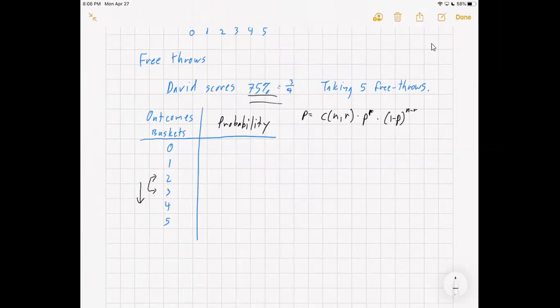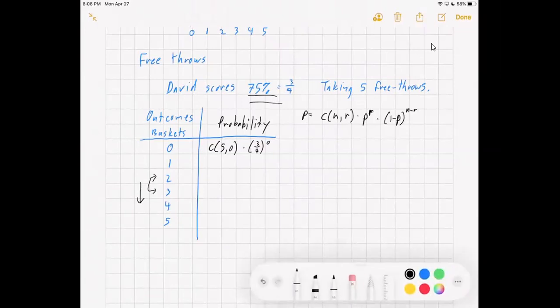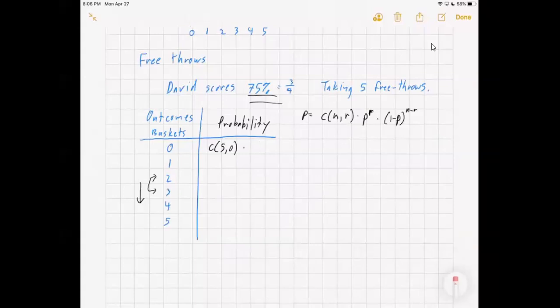So if we look at the first row, this would be the combinations of 5 things taken 0 at a time. There's only one way to do that. We have a 3/4 chance, or 0.75 if you wish, of scoring a basket. So we can take that to the 0th power. If we're going to do this on the calculator, it's probably better to work with the decimals. These answers won't be as nice otherwise, so it's probably easier to use the decimals. So let's just say 0.75 chance of making it, and he's going to do that 0 times, and he has a 0.25 chance of missing, and he's going to do that all 5 times.